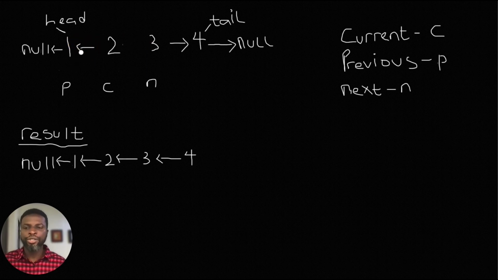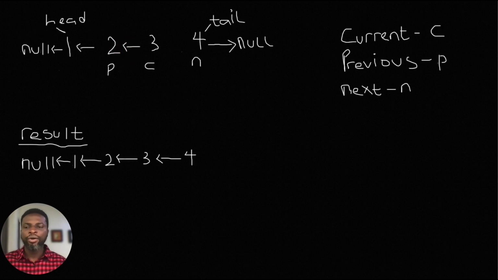After reversing the current node, which is node 2, I'll move the previous pointer to the node after it. Then I'll move the current pointer to the node after it, and I'll move the next pointer to node 4. Now that I have the 3 pointers assigned, I'll go ahead to reverse the current node, which is node 3. So instead of node 3 pointing to node 4, node 3 now points to node 2.